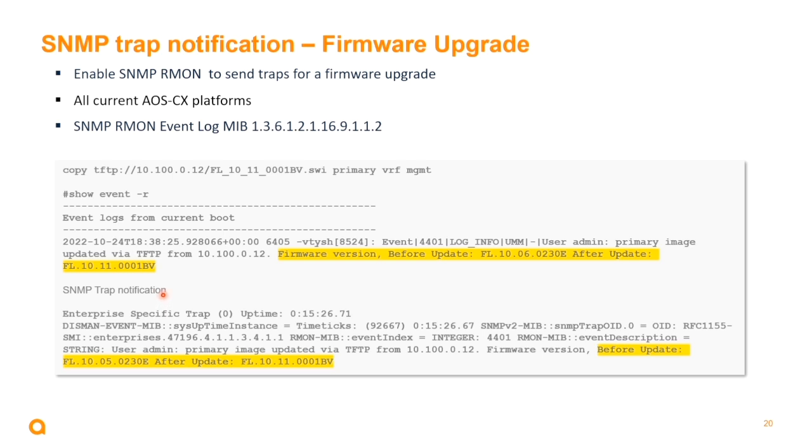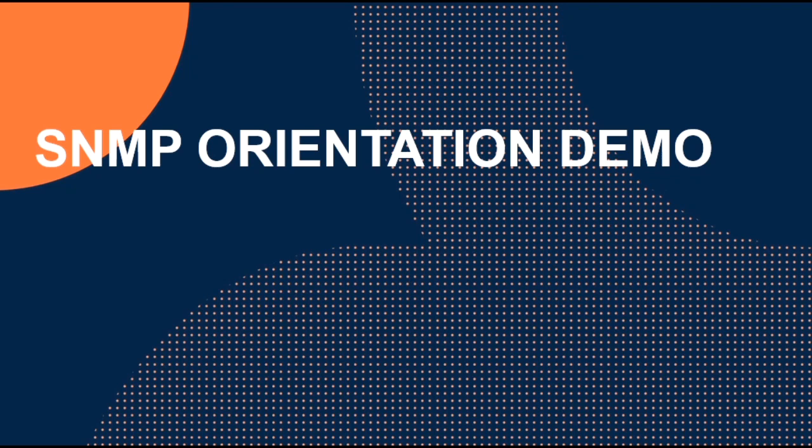And then this is on a SNMP trap receiver. We see the same message here too. While I'm covering SNMP, I'd like to cover a short demo on how to find info on CX MIB with some basic orientation.